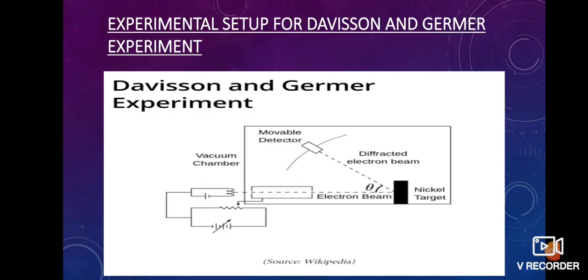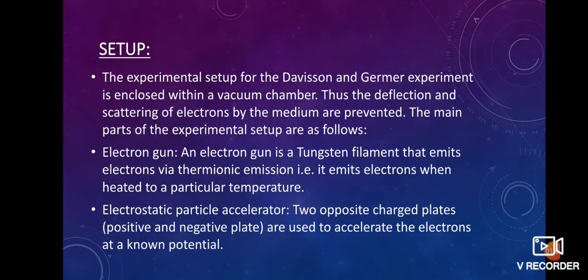So here is the experimental setup for the Davisson and Germer experiment, showing its various parts, that is, electron beam, movable detector, nickel target, etc. Now we shall proceed further by talking about the main parts of the experimental setup. The experimental setup is enclosed within a vacuum chamber. Thus, the deflection and scattering of electrons by the medium are prevented. The main parts of the experimental setup are as follows.